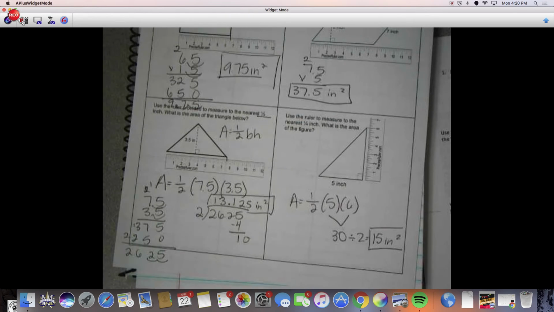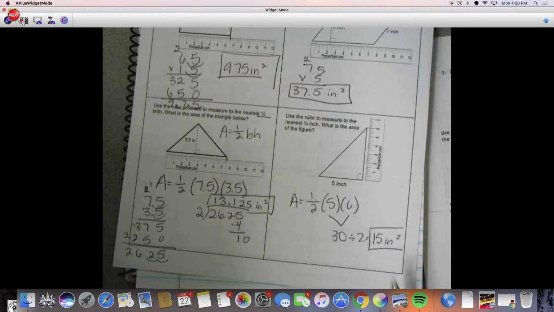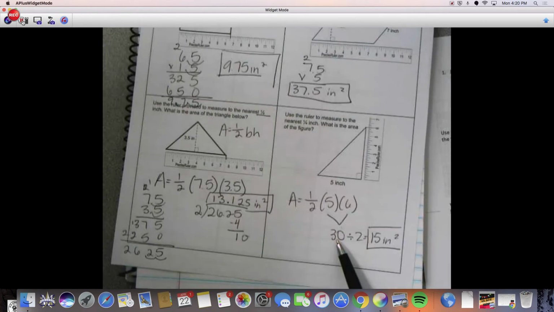All right, go ahead and check in. We multiplied 5 times 6 to get 30, and then we divided it by 2, because that's what you do when you multiply times 1/2, and we got 15 inches squared.